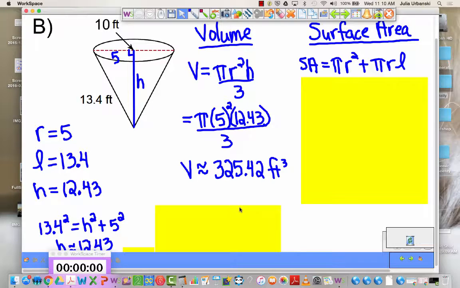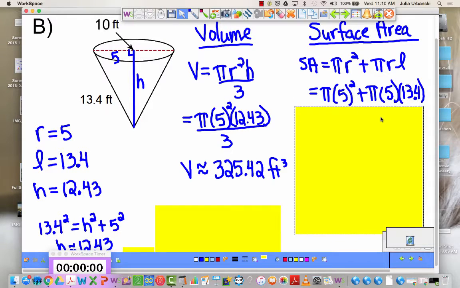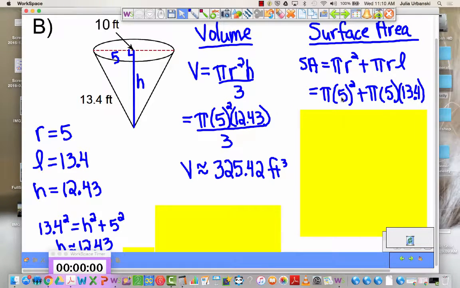Good. Okay, surface area. What do I plug in for R? Just one last one. 5 squared. What do I plug in for R here? 5. What do I plug in for L? Yep, because that was given to us. Even though it's not to the nearest hundredth, it was given to us that way. So all this is PEMDAS. Listen to me. You are going to get the best answer if you wait till the end to multiply by pi. If you round here, your answer could be slightly off.